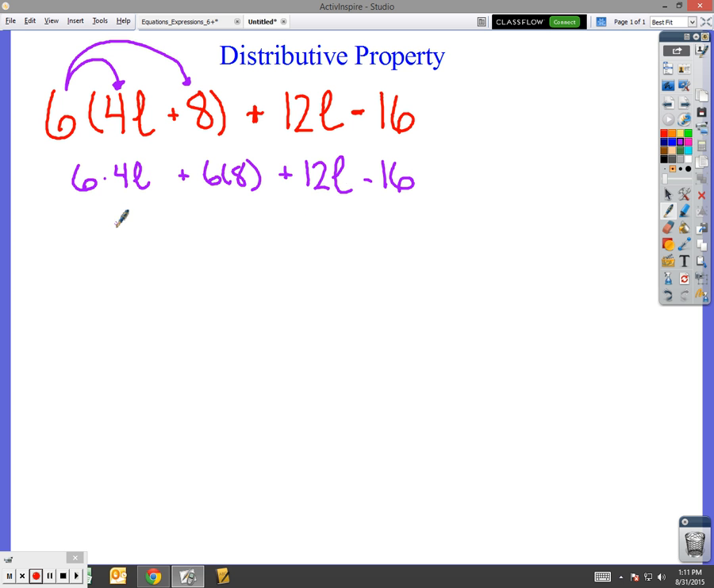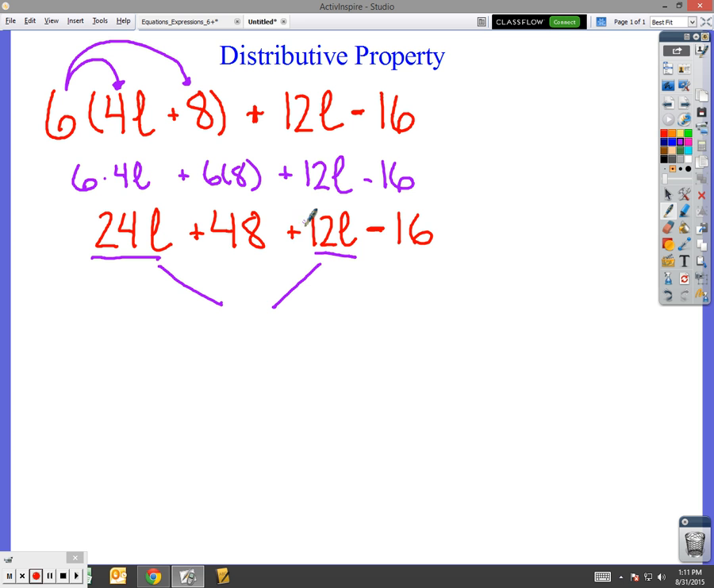Okay, now I can multiply. I can simplify that to give me 24L. So I have 24L just sitting there. Plus 6 times 8, 48. Plus the terms I did not use yet. 12 times L, where the coefficient is 12, the variable is L, minus 16. Now I'm doing what I did yesterday, combining like terms. 24L's, 12L's. Let's combine those. There's a plus sign in front of that 12, so that means we're going to add 24 plus 12. That gives me 36L's.